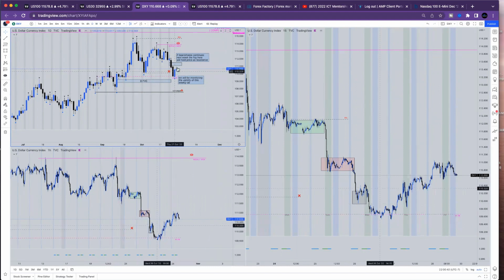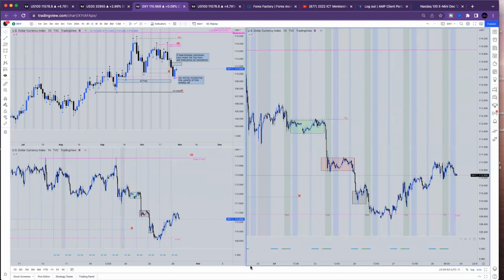Okay, so we see what DXY is doing here. It's the daily chart. We see price is rallying higher. There's a fair value gap in there. You see, I have this stuff.